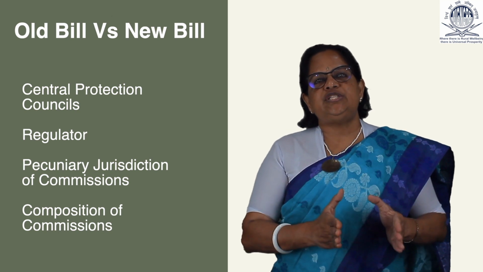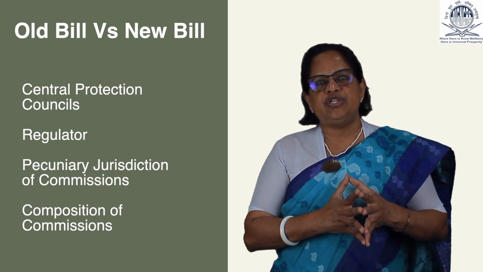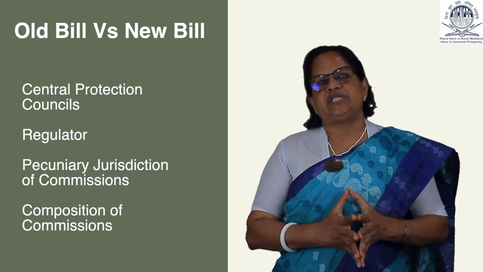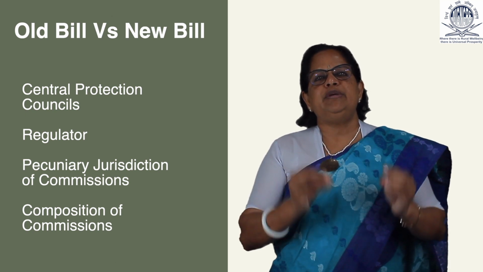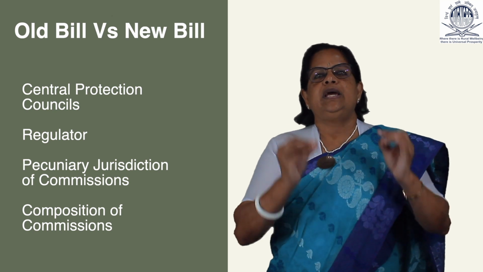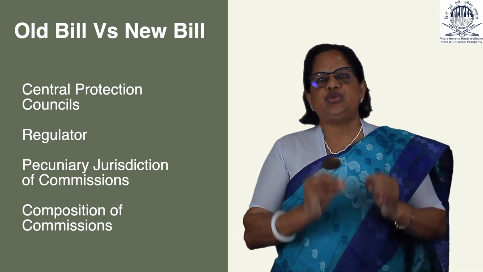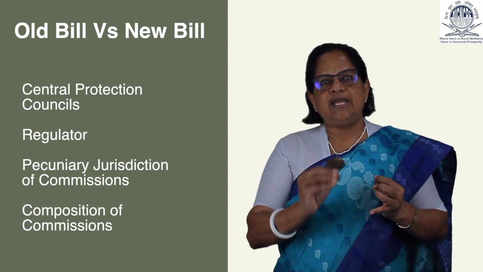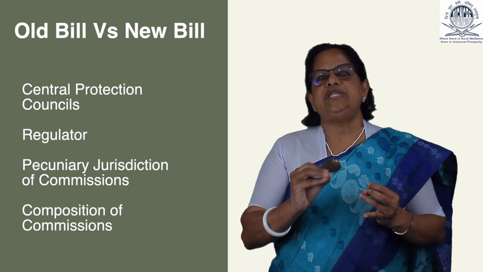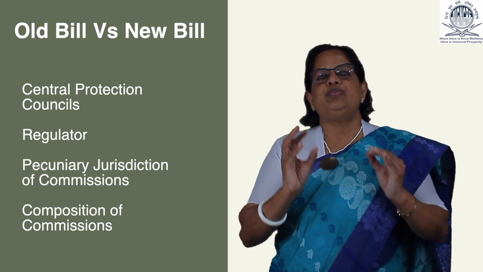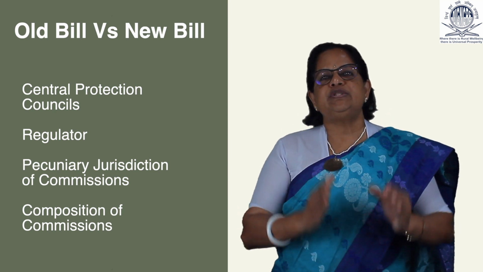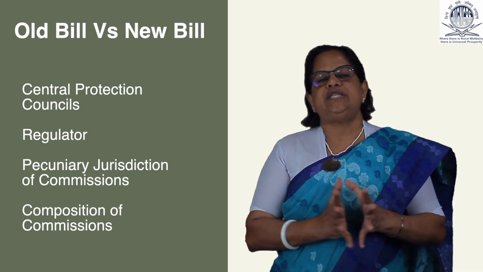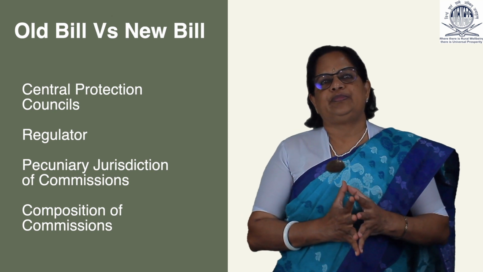The seventh distinction is pecuniary jurisdiction of the 3 commissions. As per the old Act, the claim limits were fixed at district level up to rupees 20 lakh, at state level between rupees 20 lakh and up to rupees 1 crore. At the national level, claims above rupees 1 crore were entertained or were filed.